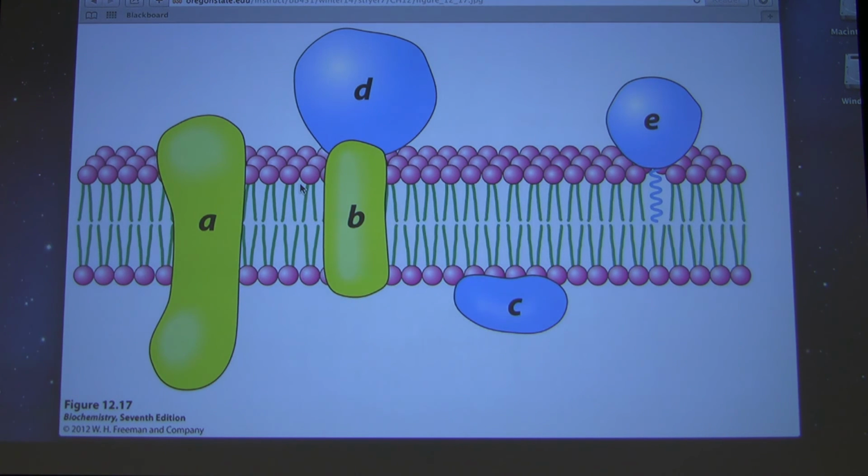Okay? It's associated. It's not integral. It's not peripheral, but it's associated with it because if I look in the area of the lipid bilayer, I'll usually find this protein associated with it.